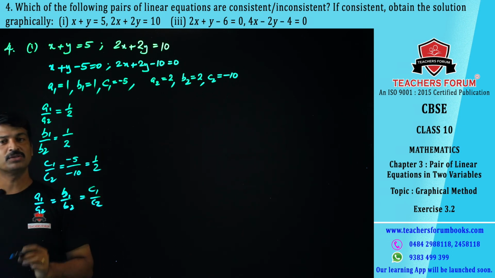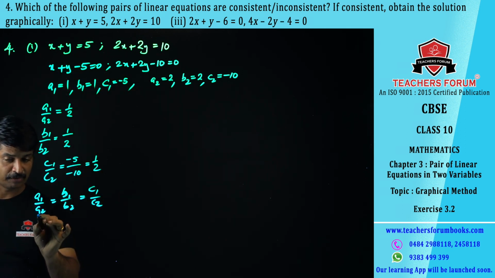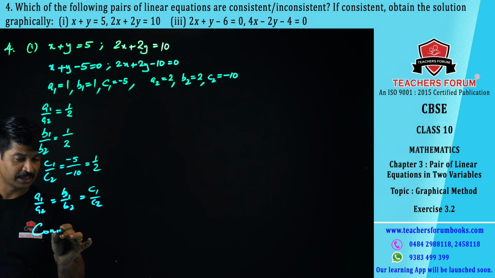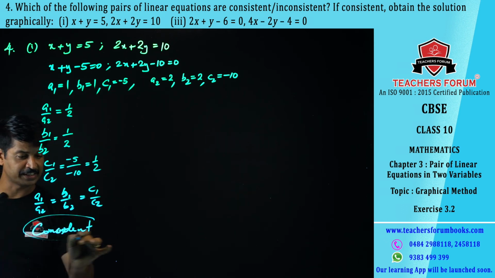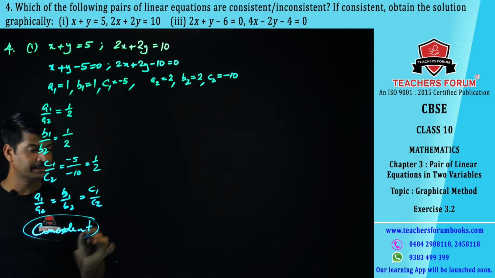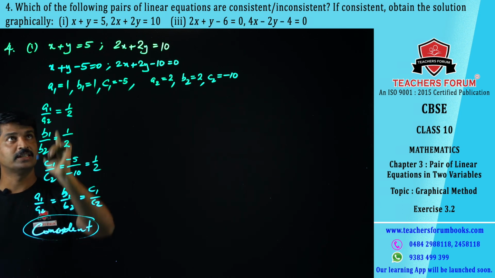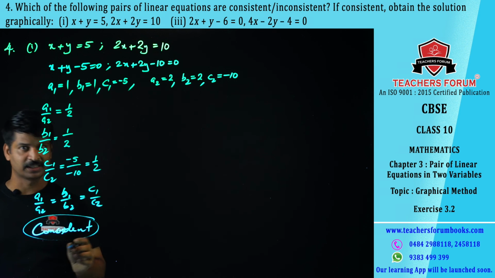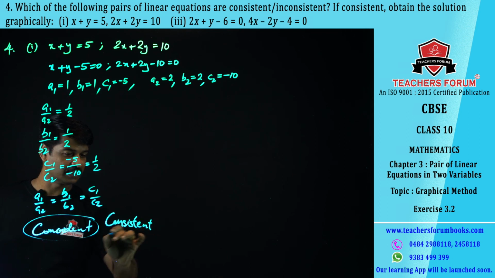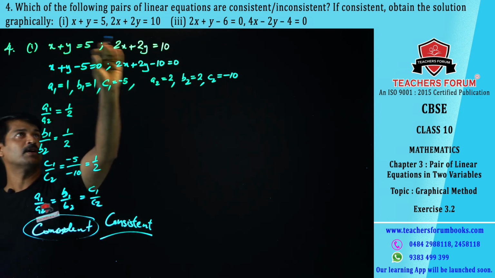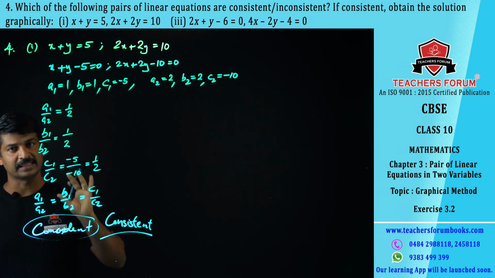Okay, so if the ratios are equal, this pair of linear equations forms coincident lines. So these lines will be coincident. If the lines are coincident, it will have infinitely many solutions. So we can say that this pair of linear equations is consistent. The question was whether this pair of linear equations is consistent or not, and we concluded that it is consistent.